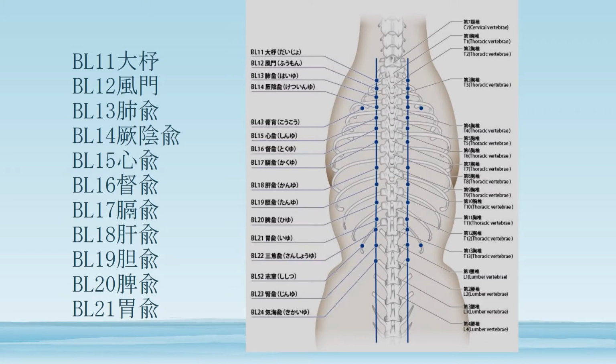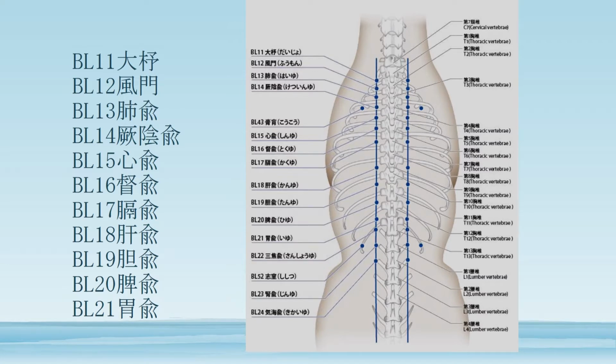From the third rib, the acupoints are at the intercostal space. In the third intercostal space, there is BL13. In the fourth intercostal space, there is BL14. In the fifth intercostal space, there is BL15. In the sixth intercostal space, there is BL16. In the seventh intercostal space, there is BL17.